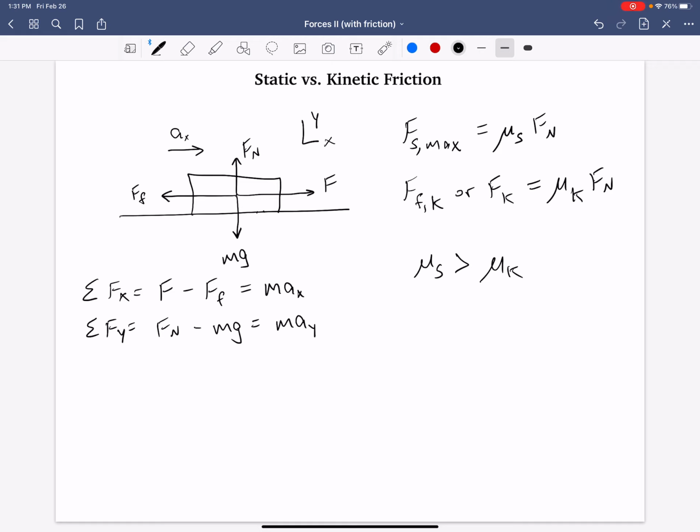So I think that was it for the introductory difference between static and kinetic friction. In the next video, I will go through numerically. I'll plug in some values, and we can see how to solve these types of problems, how to determine if an object accelerates or not when there's friction present.